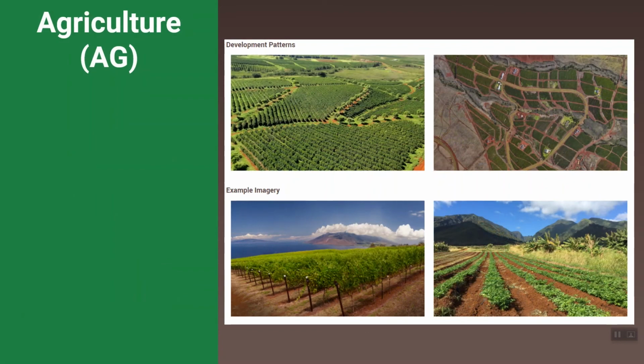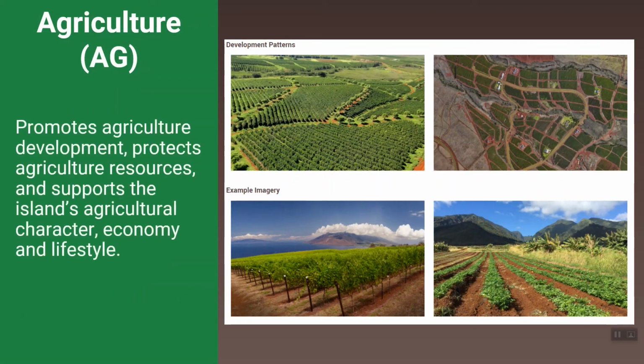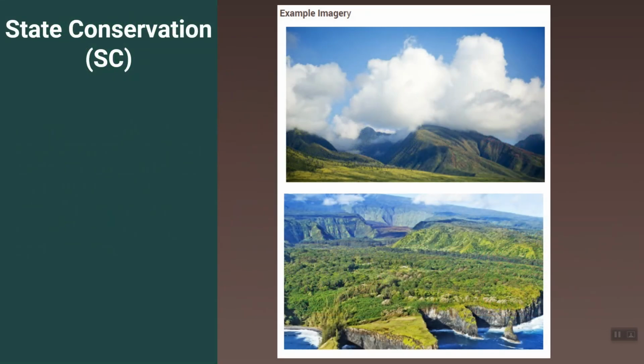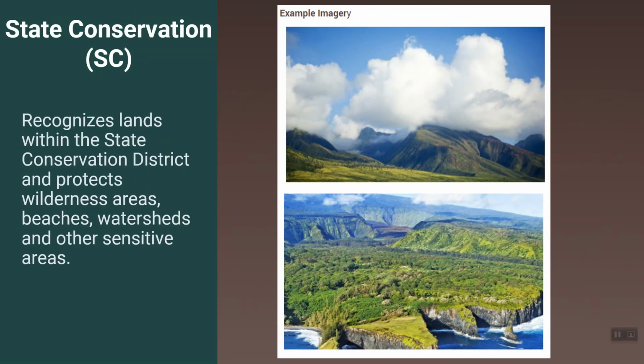The agriculture designation promotes agriculture development, protects agriculture resources, and supports the island's agricultural character, economy, and lifestyle. Examples include the Kula Ag Park and Kaanapali Coffee Farms. Finally, the State Conservation designation recognizes lands within the State Conservation District and protects wilderness areas, beaches, watersheds, and other sensitive areas. Examples include Ahihi Kina'u Natural Area Reserve and Pu'ukukui Watershed.